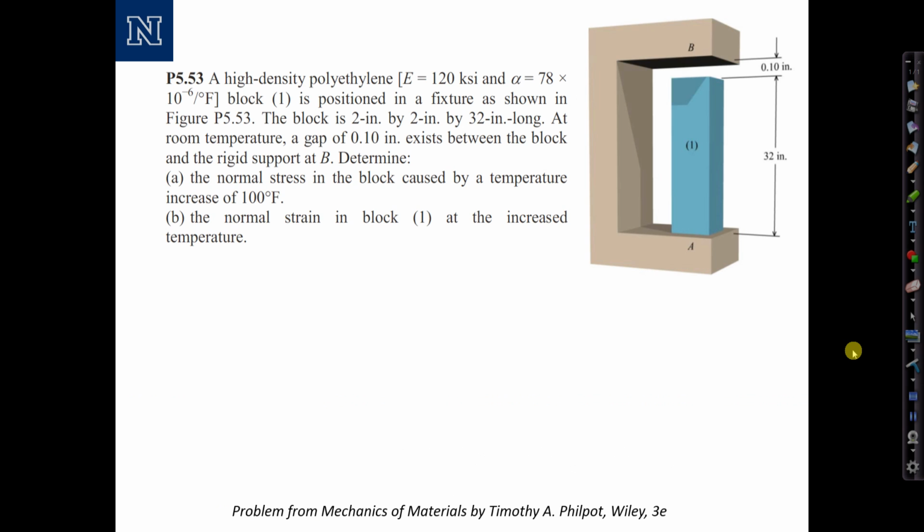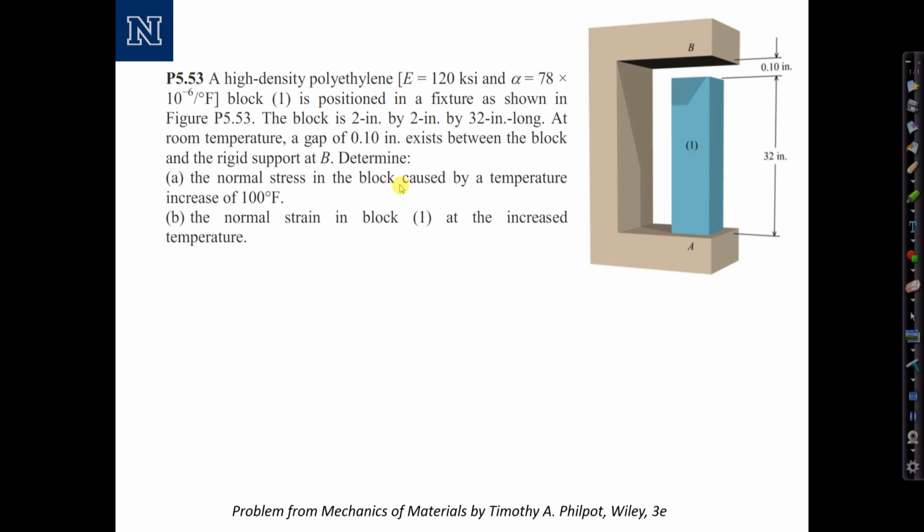Here's the next example that we're going to look at. We have a high density polyethylene block 1 positioned in the fixture as shown. The block is 2 inches by 2 inches cross-sectional area by 32 inches long. At room temperature, a gap of 0.1 inches exists between the block and the rigid support at B. And we're asked to determine the normal stress in the block and the normal strain in the block caused by a temperature increase of 100 degrees Fahrenheit.